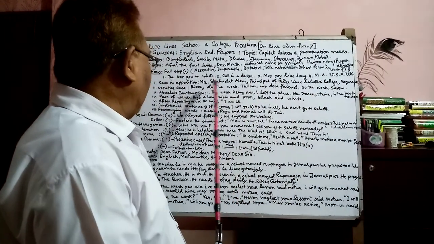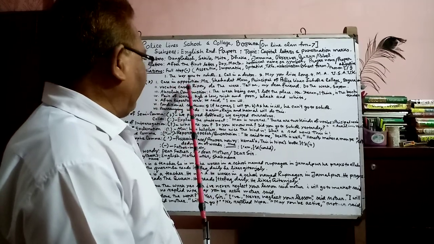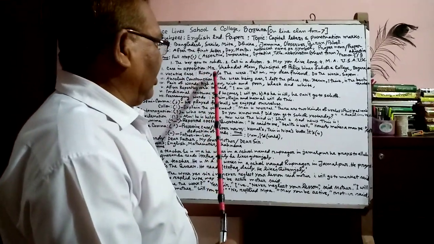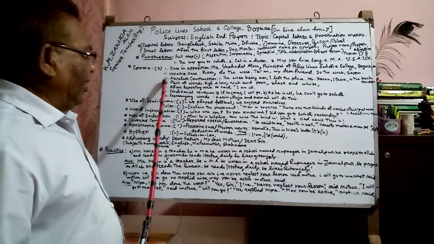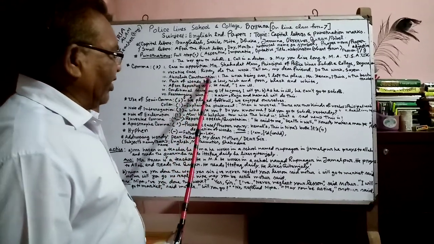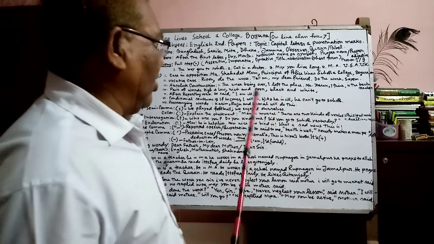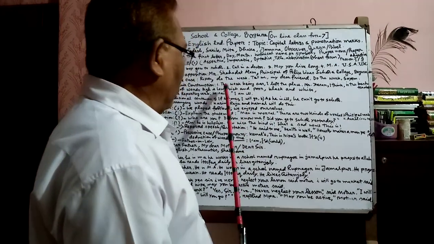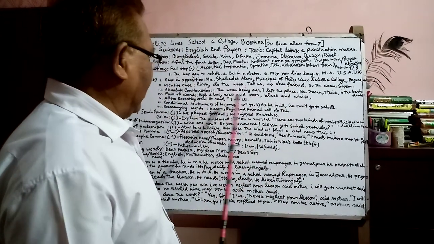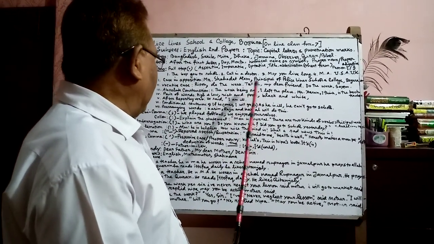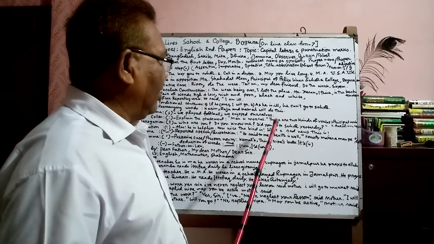So, by following vocative case, comma is used. Three, absolute construction. The work being over, I left the place. Here comma is used as an absolute construction.